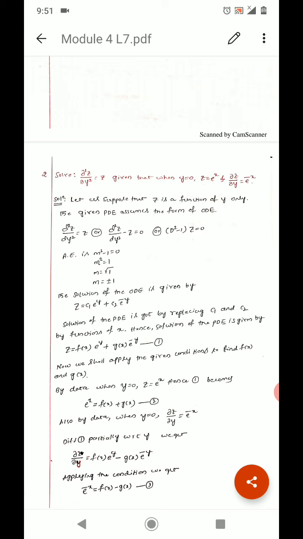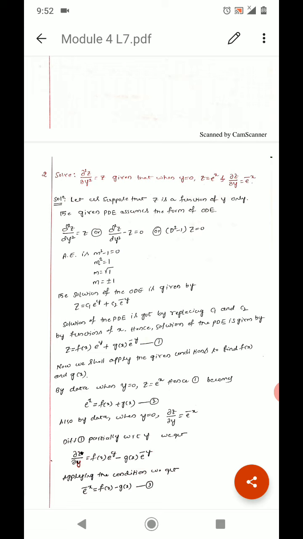Therefore the solution becomes z is equal to f of x into e power y plus g of x into e power minus y. Take this equation 1. Now apply the conditions. So that is, when y is equal to 0, z equal to e power x. That means e power x is equal to f of x into e power 0 is 1 plus g of x into e power minus 0 is also 1. Therefore we obtain e power x is equal to f of x plus g of x, that is equation 2.